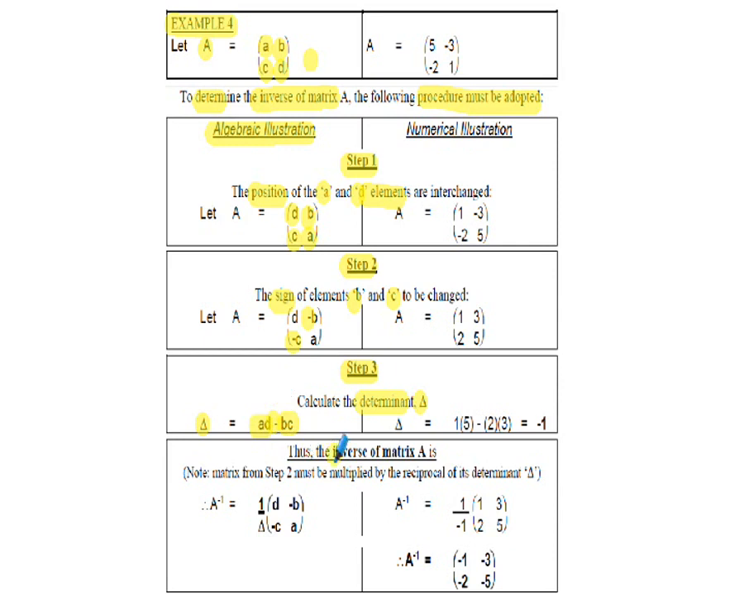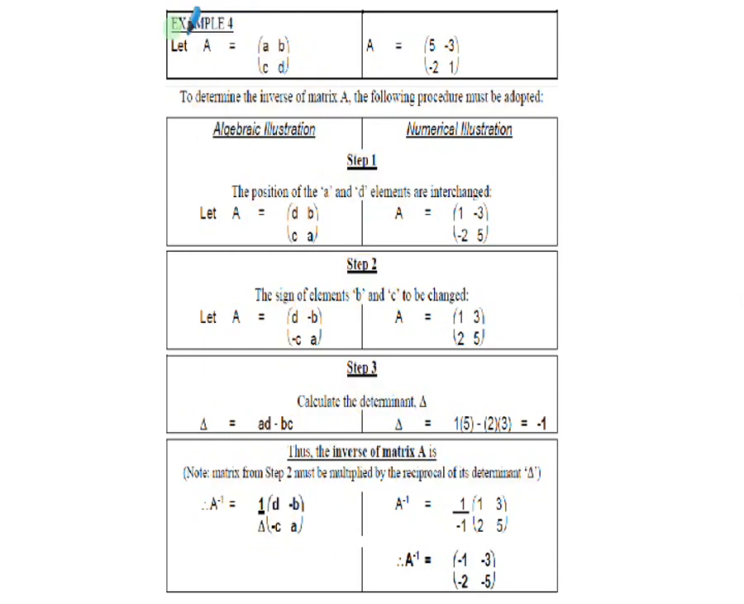Finally, to form the inverse of matrix A, the matrix from step 2 above is now multiplied by the reciprocal of determinant delta. So now we've got A to the negative 1, the inverse of matrix A, is 1 upon delta, 1 upon the determinant, and that's multiplied by the elements D, negative B, negative C and A.